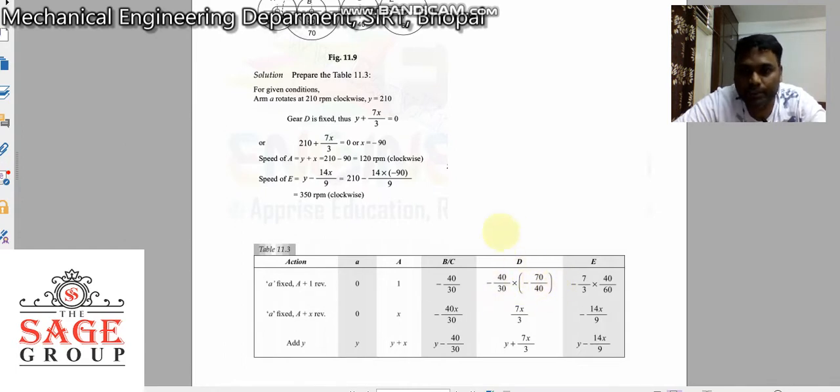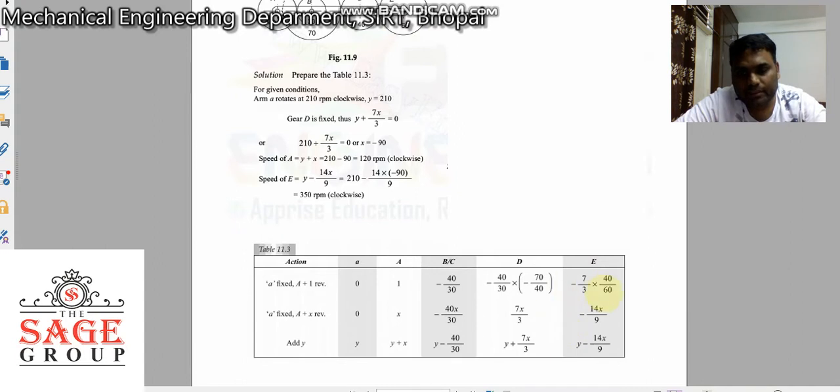Again, no problem. Then go for D. Number of teeth of the driver: the first driver is 40, and the second driver is 70, upon 30 upon 40. All these are with respect to the opposite direction. They are moving in opposite directions. If it is clockwise, then it will be anti-clockwise, so for two times the minus sign will come. Then the speed of E.